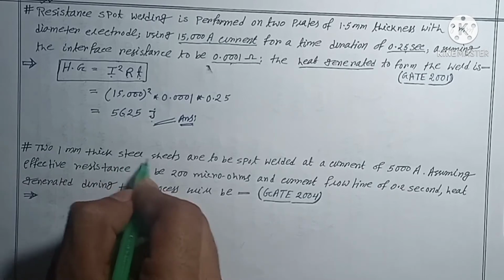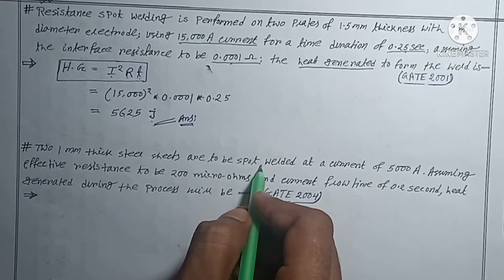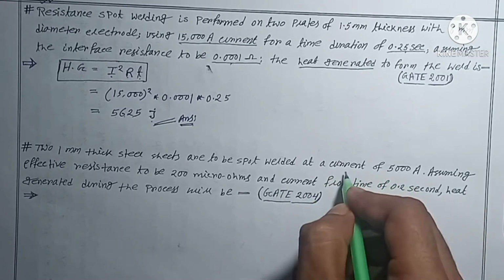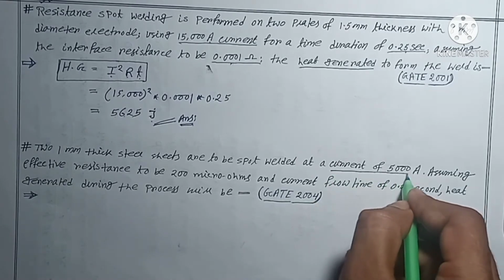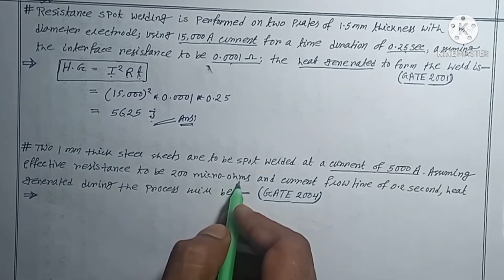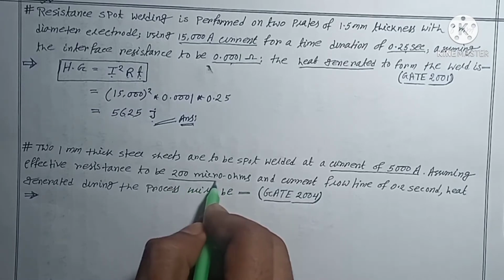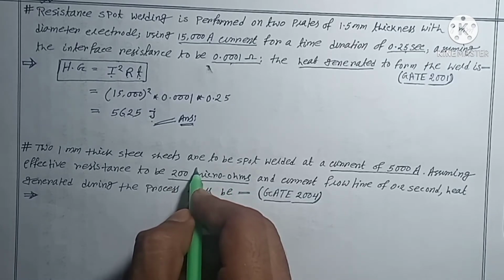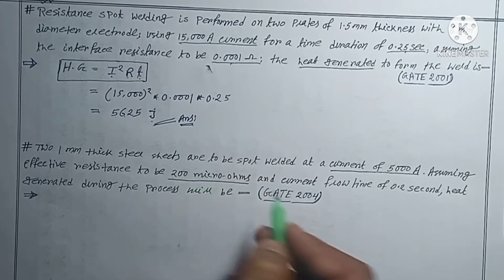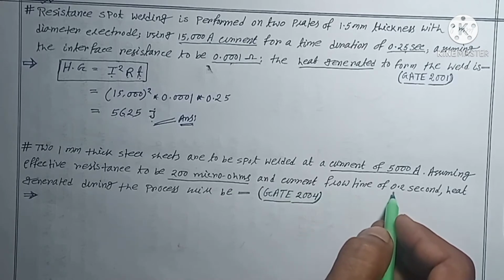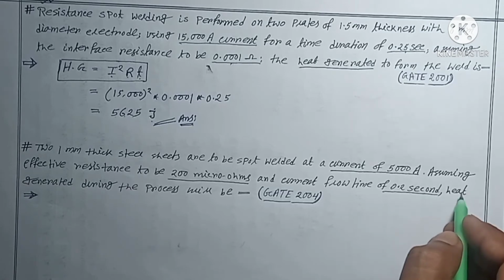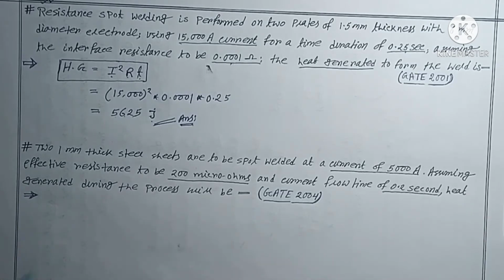Two 1 mm thick steel sheets are to be spot welded at a current of 5,000 ampere. So here also the current is provided: 5,000 ampere. Assuming effective resistance to be 200 micro ohm. So 200 micro ohm. Be careful about the unit. Here they have not provided the resistance in ohm, they provided it in micro ohm, and the current flow time is 0.2 second. The current flow time is also provided. The heat generated during the process will be.